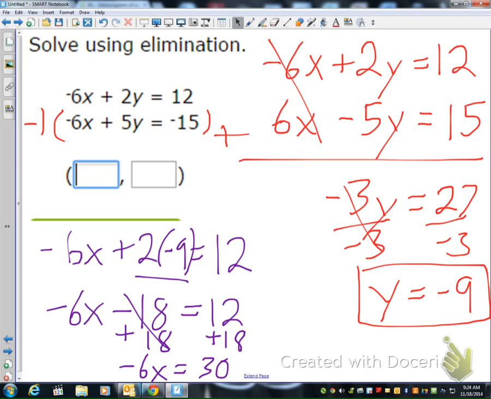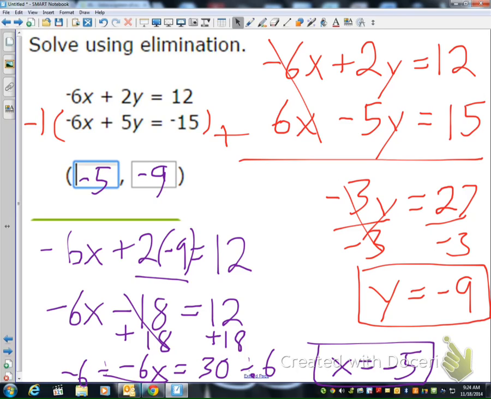And then, I always run out of room. I keep forgetting to make it bigger. So then, divide by negative 6 on both sides. And we get x equals negative 5, right? So my solution here is negative 5, negative 9.